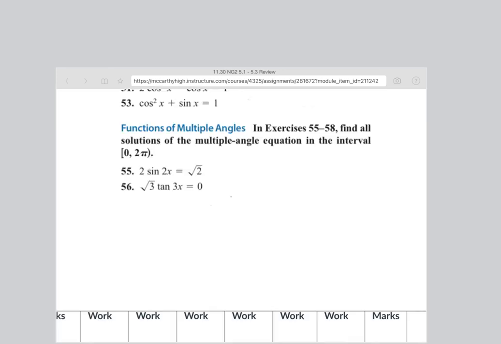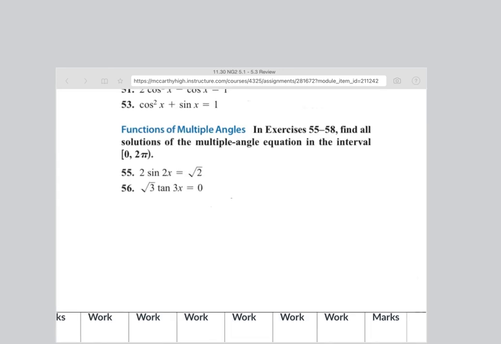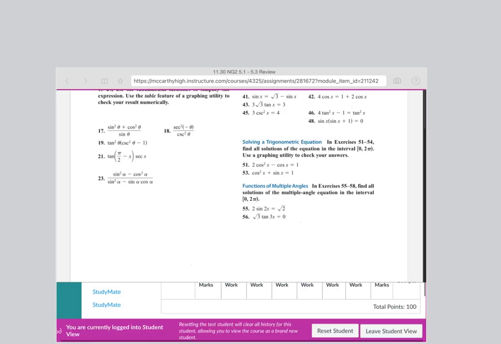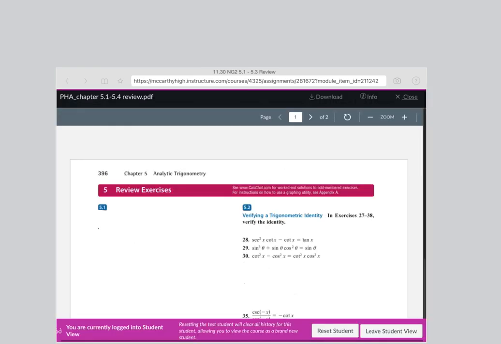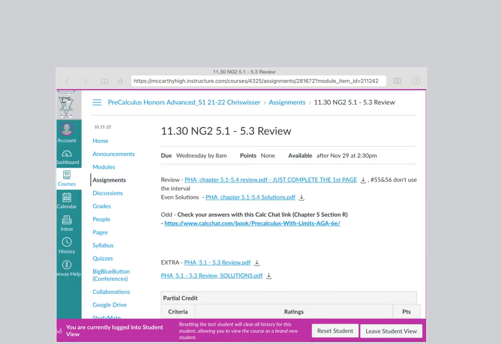And then on the bottom, I also put this in the instructions, but these are the multiple angle ones, and they say to do it on the interval. Don't do it on the interval, okay? Make your life easier. The answers for the odds are on the link for the CalcChat, and it says chapter 5, section R, okay? And then the answers to the even are here. And then obviously there's the extra review. Ideally, you do this tonight, as much of it as you can, and then the extra review tomorrow, okay? The more practice you can get verifying, the easier it's going to be. This is our last test, right? Correct. Questions? Okay.